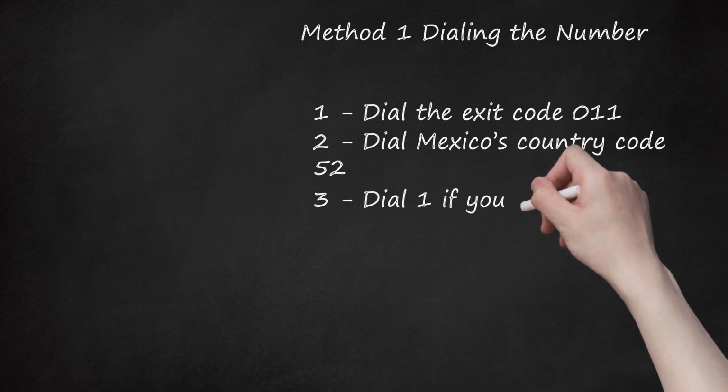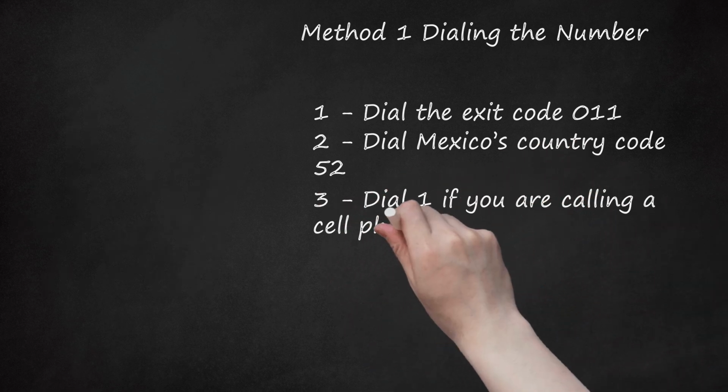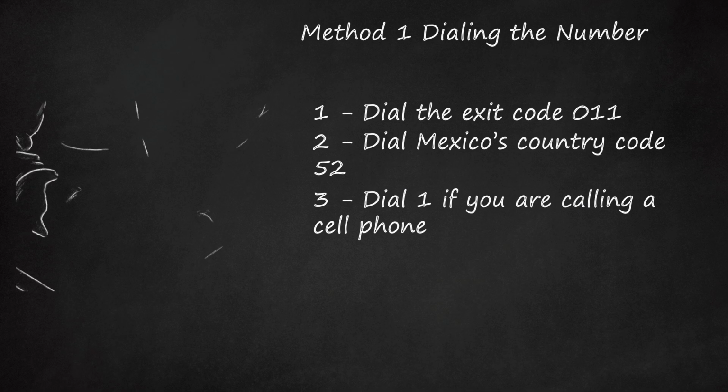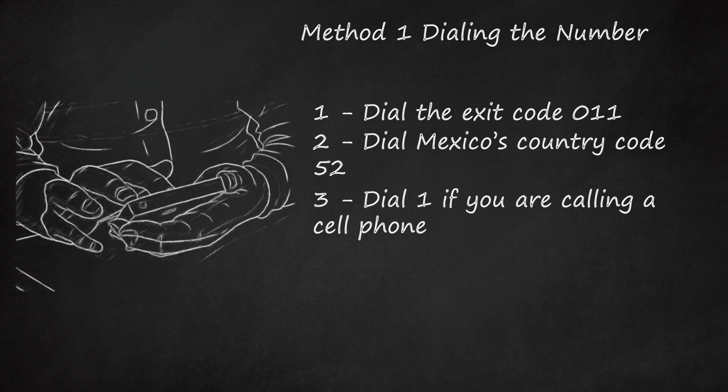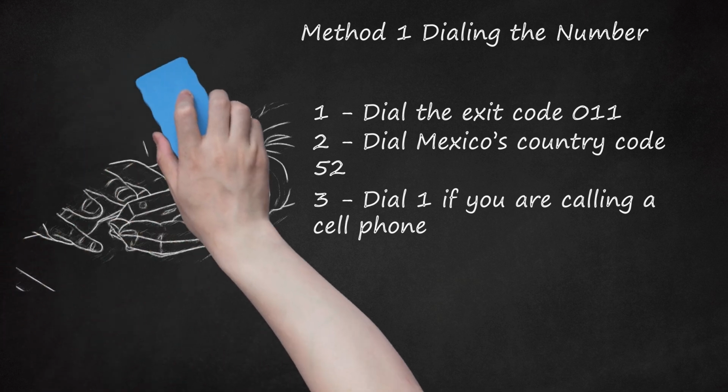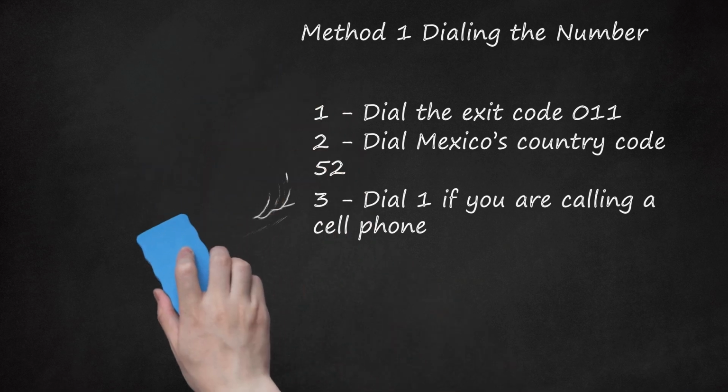3. Dial 1 if you are calling a cell phone. If you are calling a landline, skip this step. Additionally, always include the area code if you are calling a cell phone in Mexico. When you are calling most international cell phones, the area code is left off. However, this is not the case in Mexico. Keep the area code when calling cell phones.